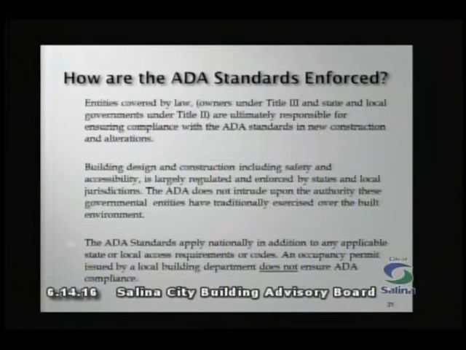But again, the owner, in case of an investigation, in case of a complaint, in case there's a violation of ADA of some type, a complaint has been filed, someone with the Department of Justice will investigate that, and it will be between the Department of Justice and the particular owner to resolve the situation.